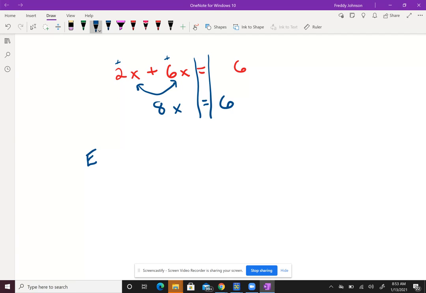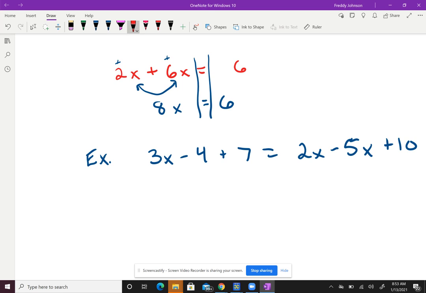Okay, I'll give you another example. If I gave you 3x minus 4 plus 7 equals 2x minus 5x plus 10, what you would do here is, and this would be an extreme case, most of the time you're only going to have one side or the other. You're not going to have both, but this one has both.